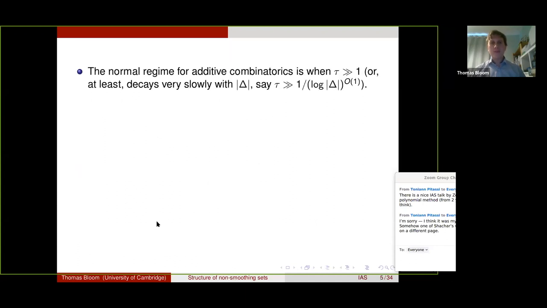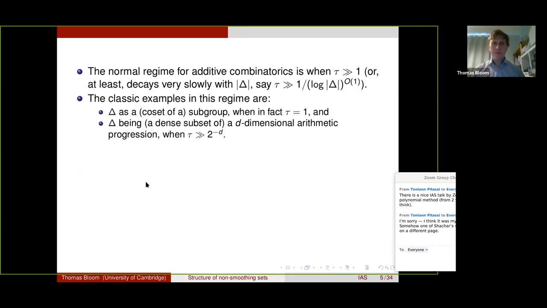Now, the normal regime for additive combinatorics, and most results, concern themselves with what happens when tau is actually quite large. In particular, tau is at least some constant, or at least it decays very slowly with the size of delta. Almost all results in additive combinatorics cease to be applicable when tau is smaller than a polynomial in log size of delta, for example. So that's what additive combinatorics in the main concerns itself with: what happens when tau is greater than 1?